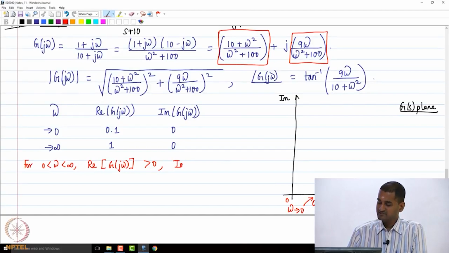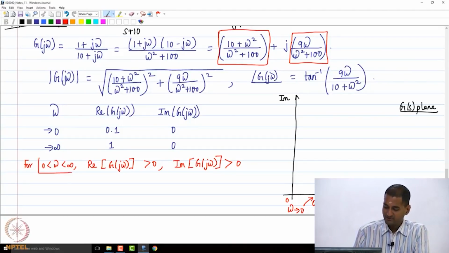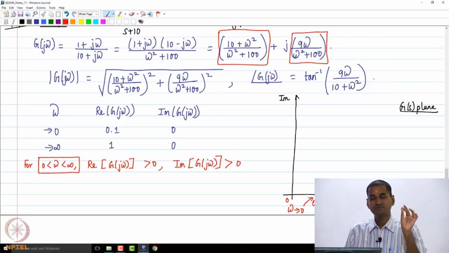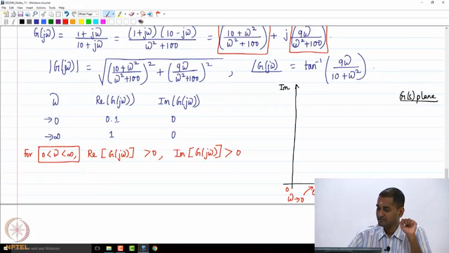And the imaginary part, for omega greater than 0 and less than infinity, is also going to be greater than 0. Of course, if I put omega greater than or equal to 0, I have to put the imaginary part greater than or equal to 0. Please note that I am taking omega greater than 0 and less than infinity, so the imaginary part will be infinitesimally positive. So immediately the Nyquist plot is going to lie in the first quadrant.